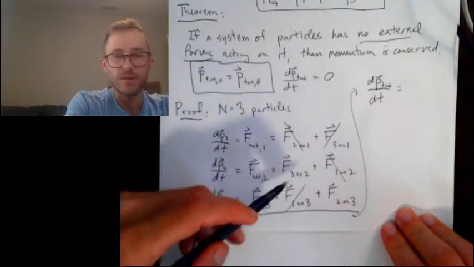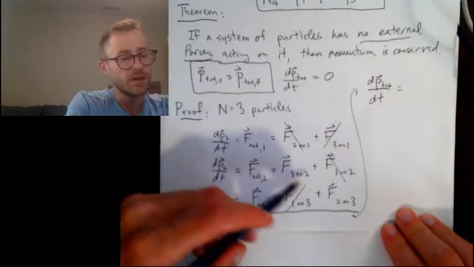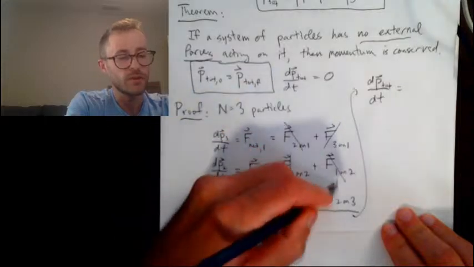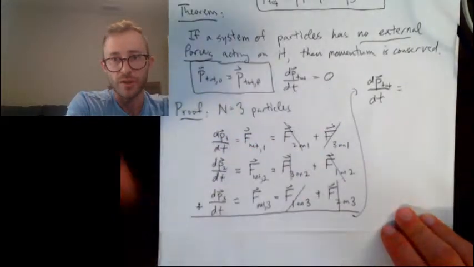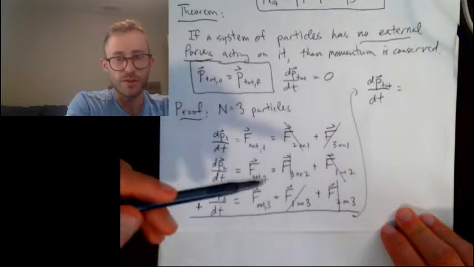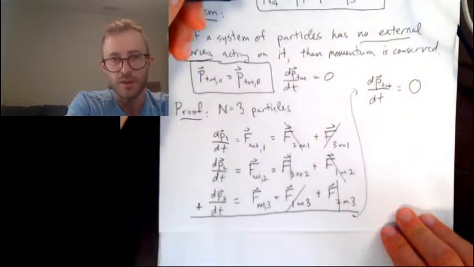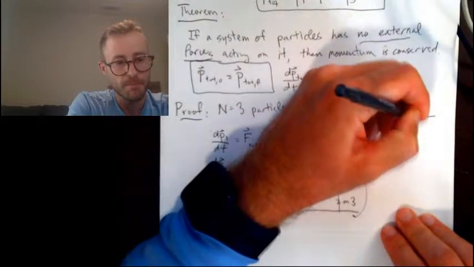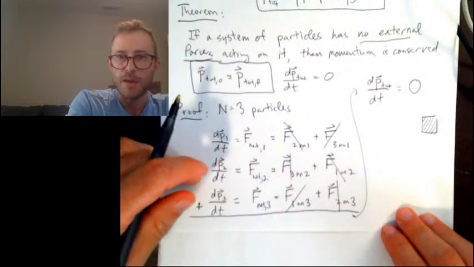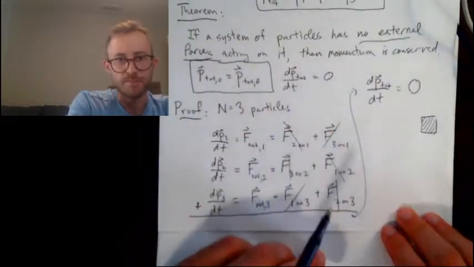Then if we look at this one, there's the force of particle 3 on particle 2, and then the force of particle 2 on particle 3. Those are equal and opposite forces, so they cancel out. So every term cancels out with another term, and we get that the derivative of the total momentum with respect to time is 0. So that's the proof done.